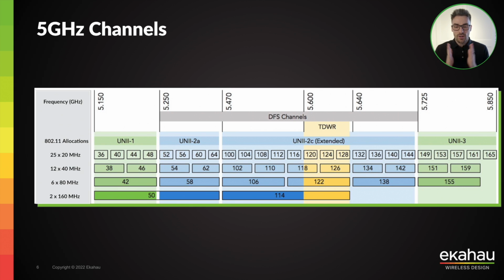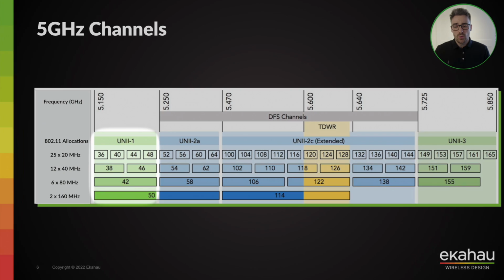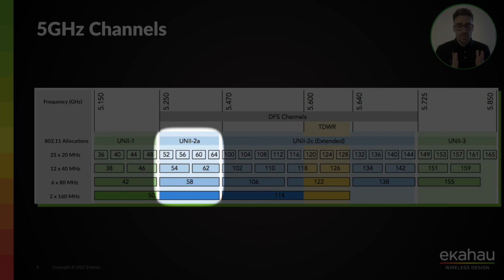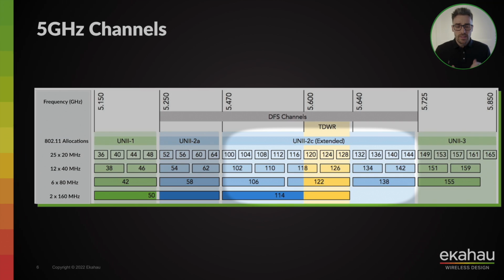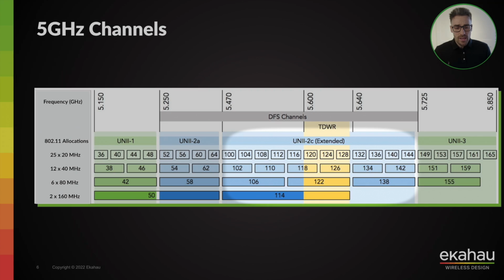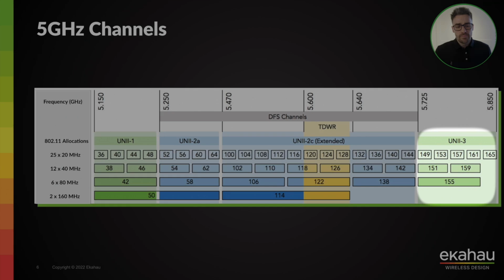Let's look at the different colors, because inside of the 5 gigahertz frequency band, we kind of break it up into little mini bands. What we call the first block is the Uni 1 band, and then the next block is the Uni 2A band, and then the next slightly bigger block is the Uni 2C or extended band, and then finally Uni 3.